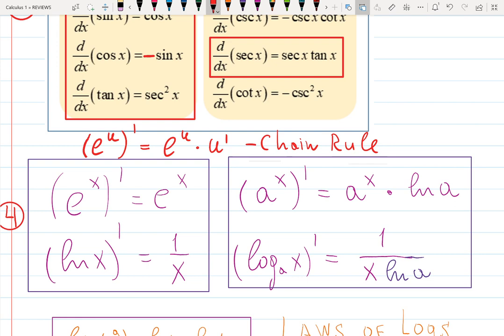We also needed to know that if the base is not e, then a to the x prime still copies, but then times natural log of a. We actually do times natural log of e for the case with e to the x, but natural log of e is 1. Same with log base a. You still have 1 over x, just like before, but then also divide by the natural log of the base. We do actually divide by the natural log of e in this case, but again, it is 1.